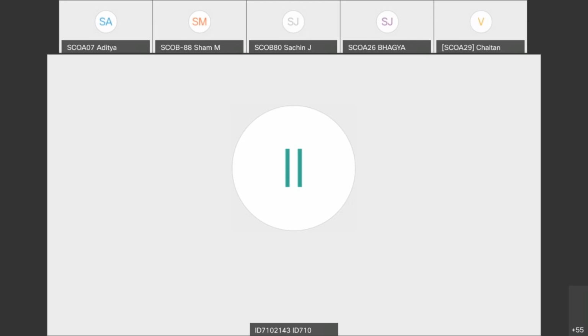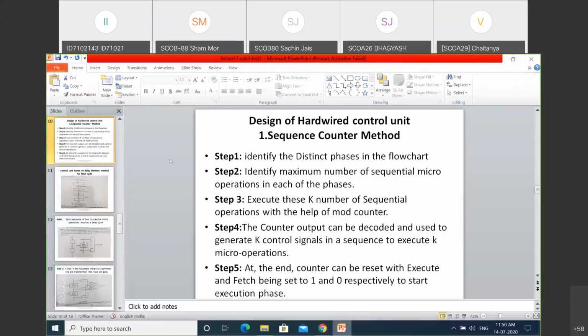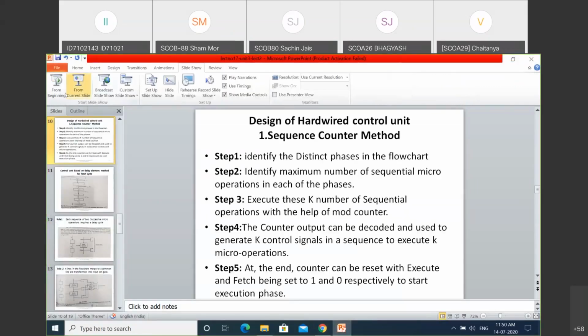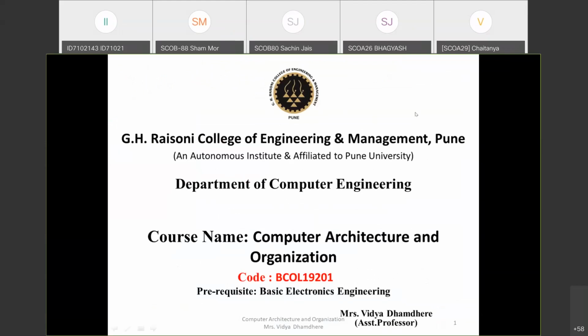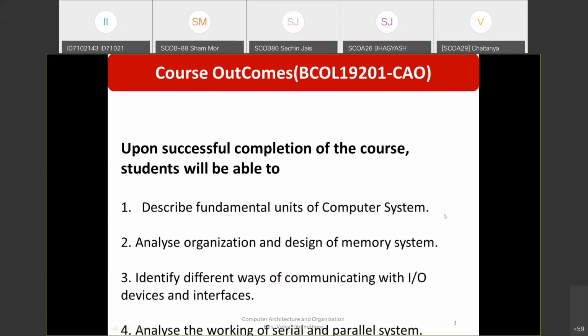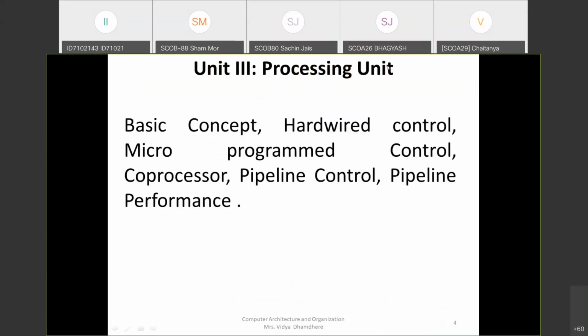Okay, I will start. Am I audible to all? Please put it in the chat box. Otherwise, unmute yourself. Okay. PPTs are visible. Okay. Shall I start?